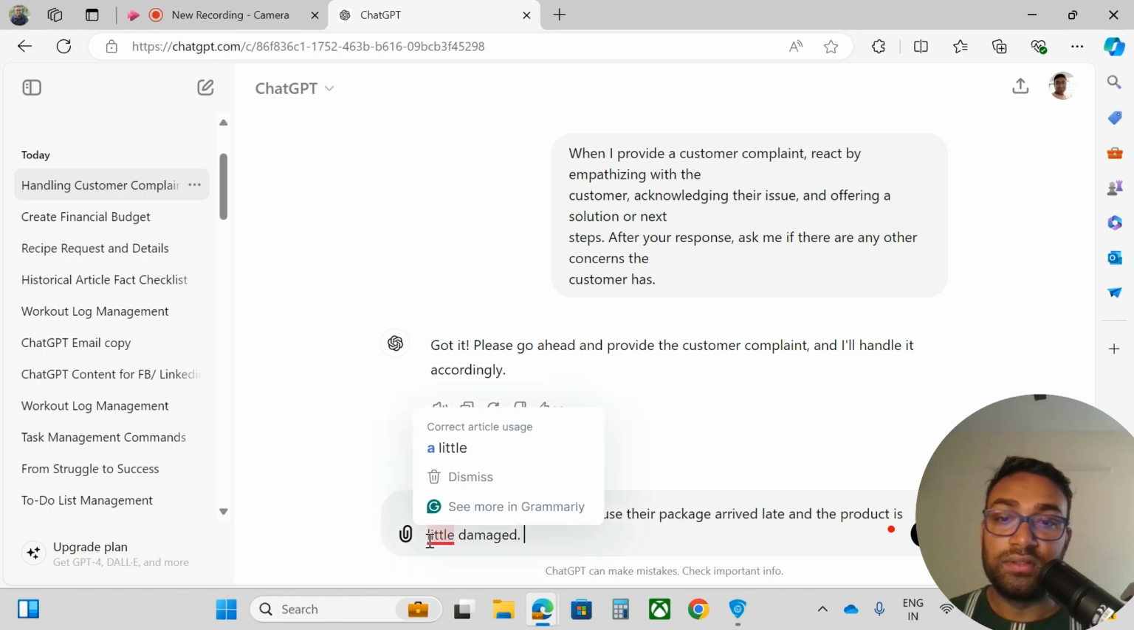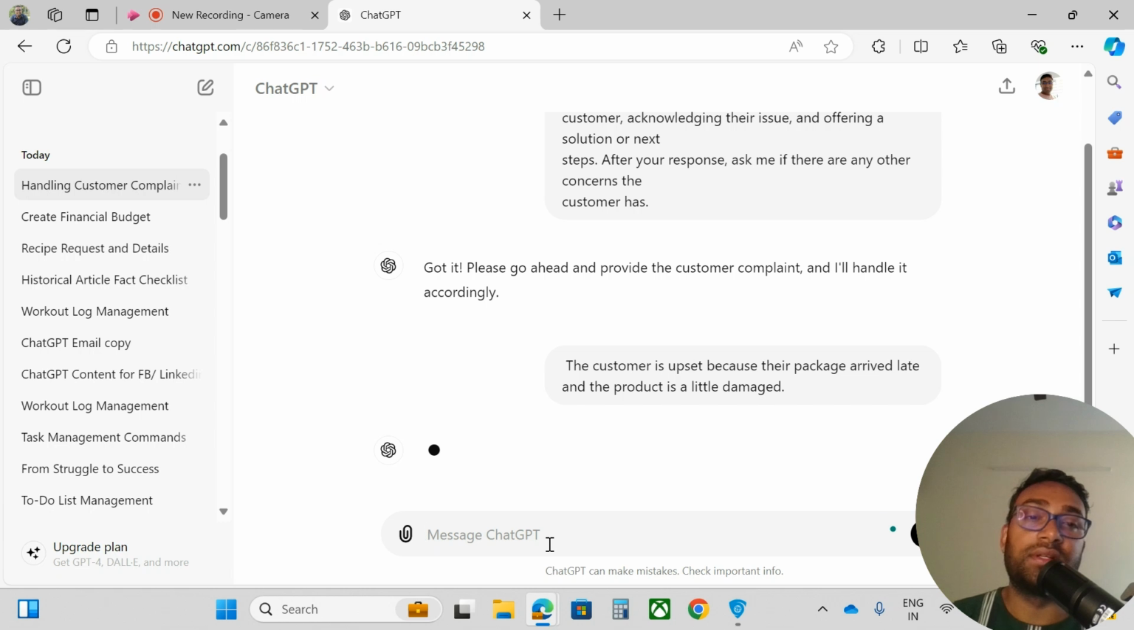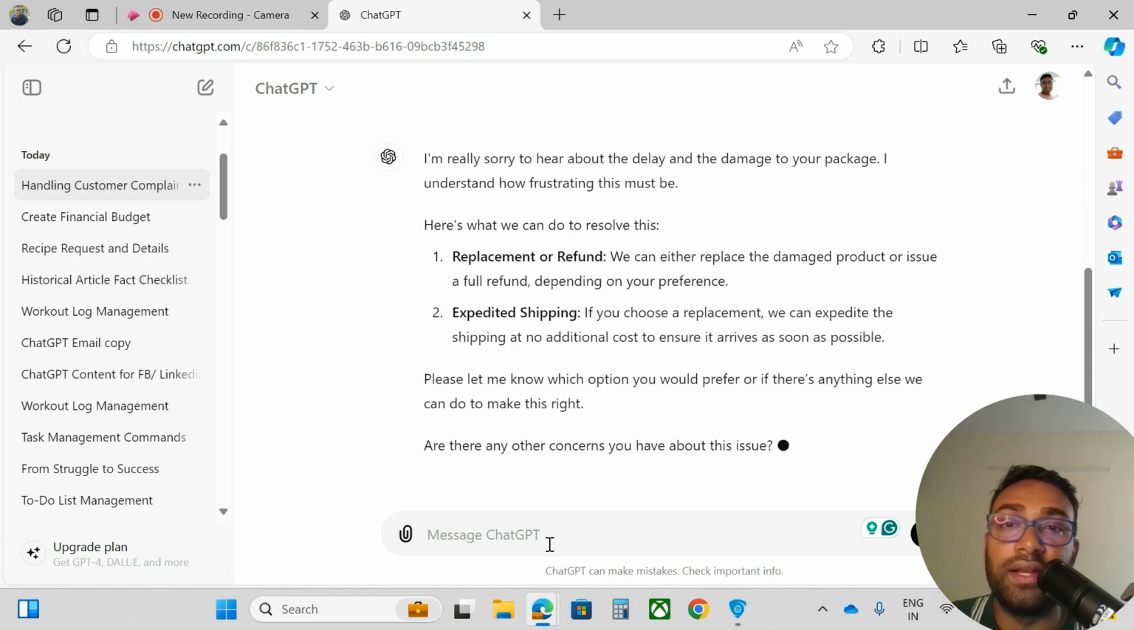Little is a little damage. Okay, so there are two options. So let us press enter and see how it handles this.